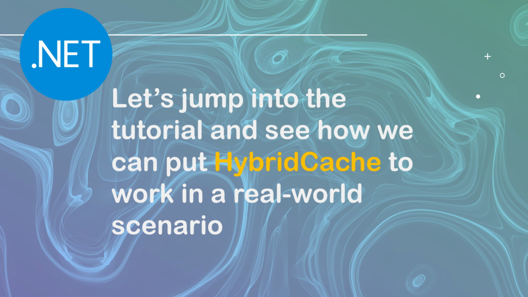Okay, now that we've covered the key benefits and when to use Hybrid Cache, let's dive into the hands-on part of this tutorial. We will walk through how to implement it step by step, covering everything from setting up the local memory cache with IMemoryCache to integrating Redis for distributed caching. So without any more delay, let's jump into the tutorial and see how we can put Hybrid Cache to work in a real-world scenario.